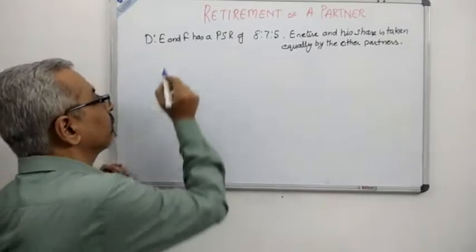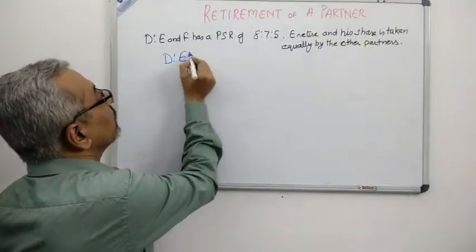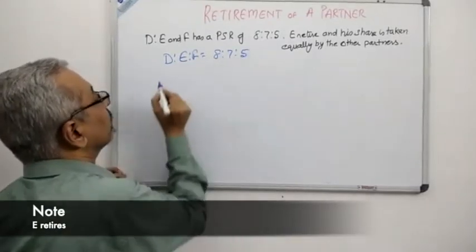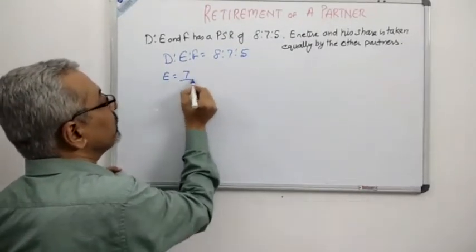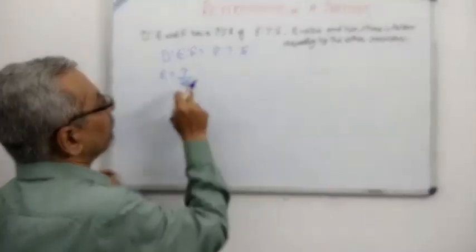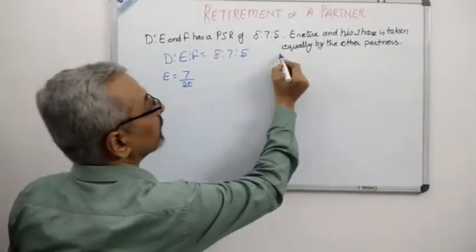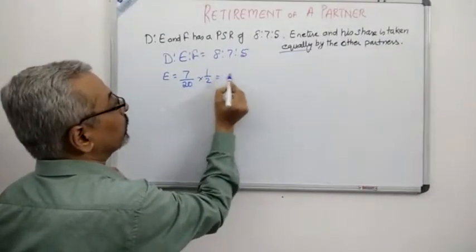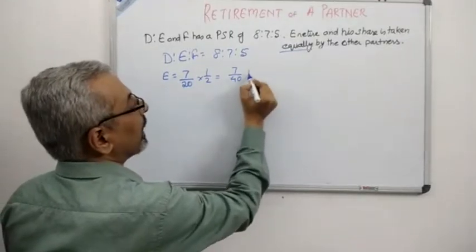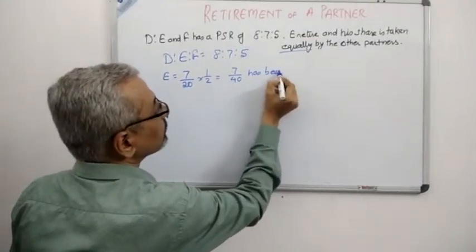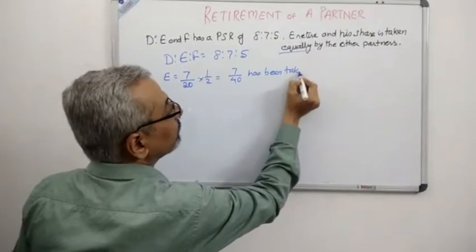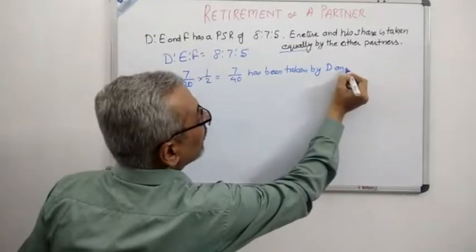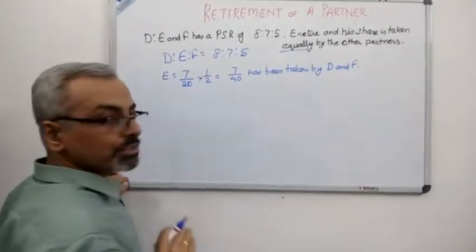Please concentrate over here. There were three partners D, E and F, and their ratio was 8:7:5. Now E has retired. What was E's share? 7/20. And you can see that 7/20 has been taken equally by the other two partners. So if we take it equally, half of it, that means 7/40 has been taken by D and F. This is what the question has said.